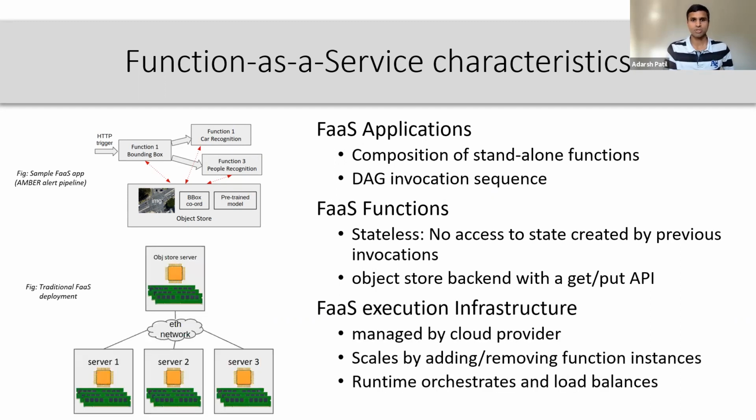In a FaaS execution model, the underlying deployment infrastructure is all managed by the cloud provider. Scaling up or scaling down is accomplished by adding or removing function instances, and the runtime orchestrates and load balances these function instances. As shown in the figure here, the object store and the servers hosting the function instances are all connected by a common Ethernet-based network.